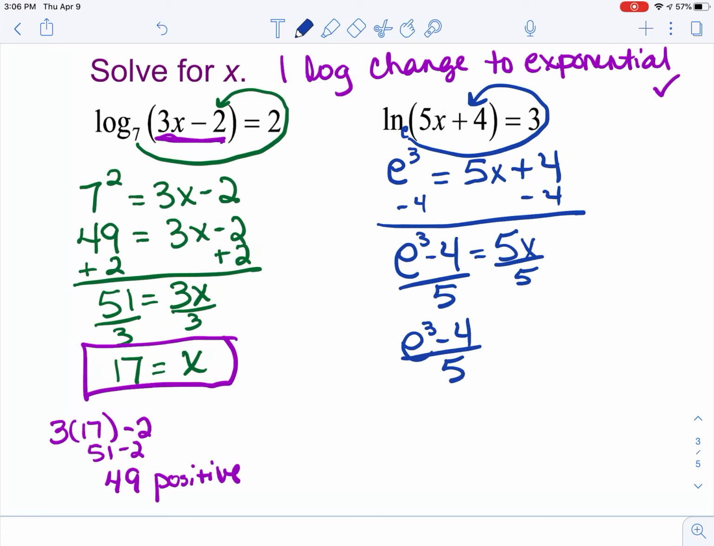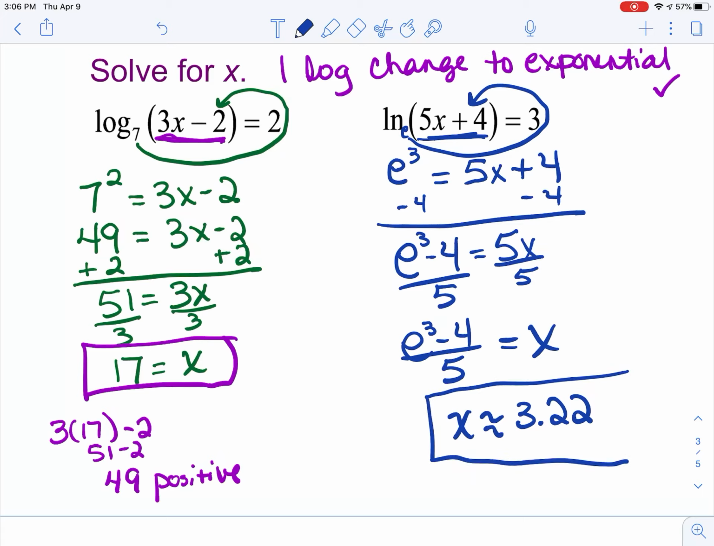e to the third minus 4, all over 5, equals x. Now, here's where we can approximate. So you put everything in your handy-dandy calculator, e to the third minus 4 divided by 5, and x turns out to be approximately 3.22. And if I put 3.22 back into my variable, 5 times 3.22 plus 4 is going to give me a positive number. So that is my answer.